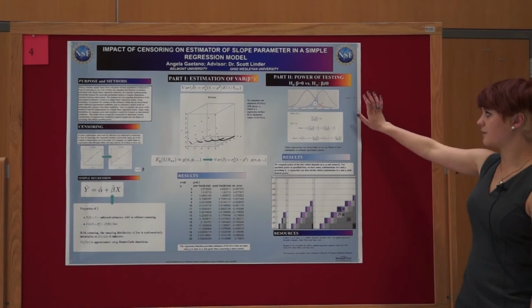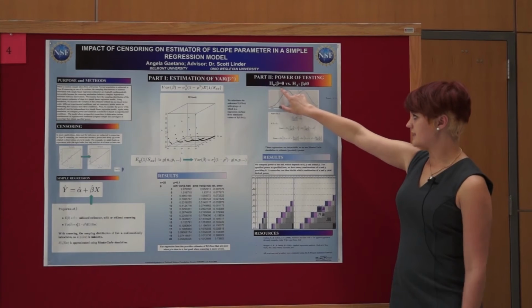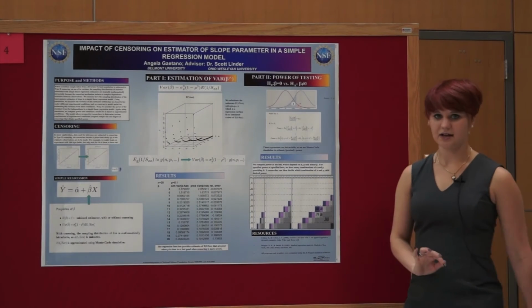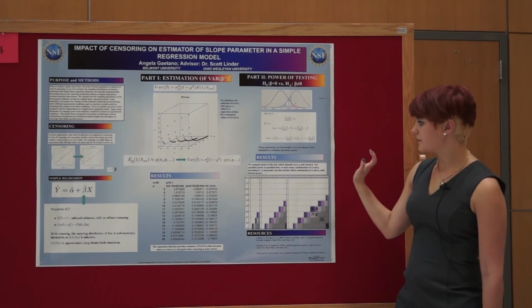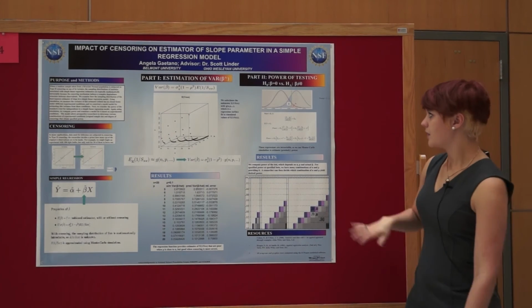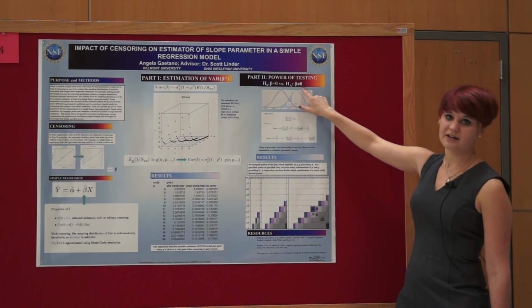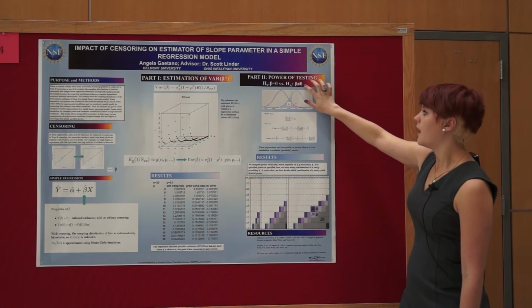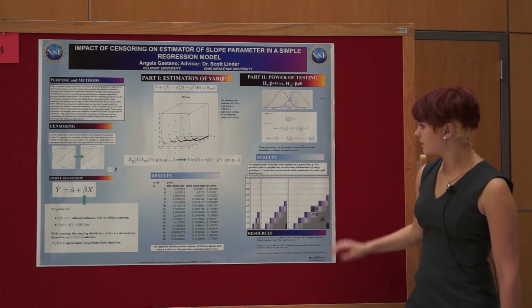More interestingly, we have the power of testing for independence. So we're testing that beta equals 0 against beta does not equal 0. And the power is simply the ability to detect a lie when you're doing hypothesis testing. So if we want to prove that this is true, that beta does not equal 0, which is important, we want to be able to do that with high probability, with high power.